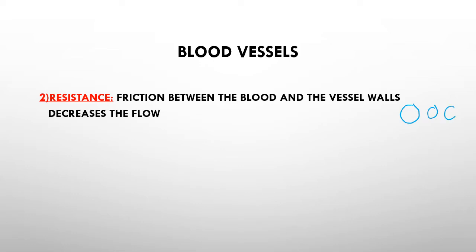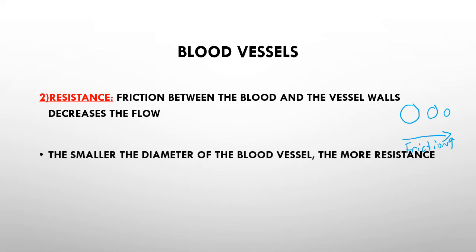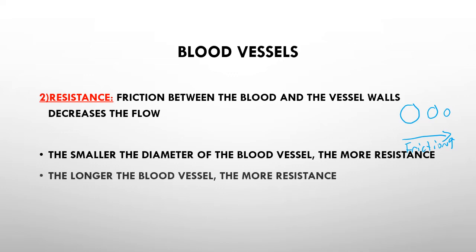as we get a smaller and smaller diameter, the amount of friction is going to increase. So our friction increases as we get a smaller and smaller diameter along the way. So smaller diameter equals more friction equals more resistance for the blood to flow through it. The next thing that affects our resistance is the length. A shorter blood vessel is going to have a decreased resistance compared to a longer one, which is going to have an increase in resistance.